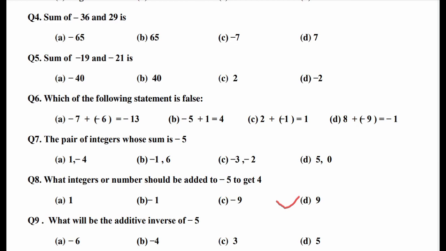Now question number 9. What will be the additive inverse of minus 5? And we know that additive inverse of a negative number is always positive. And if you have positive integer, then the additive inverse is negative. So here the additive inverse of minus 5 is 5 itself. So answer is D.